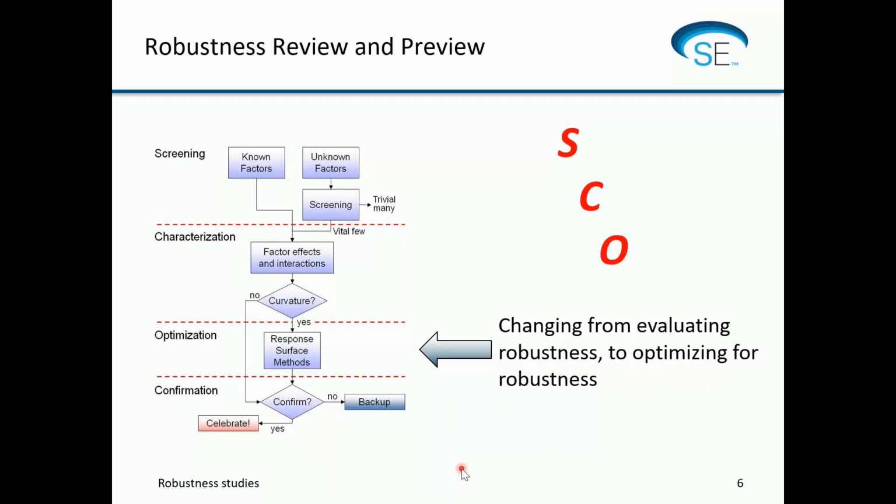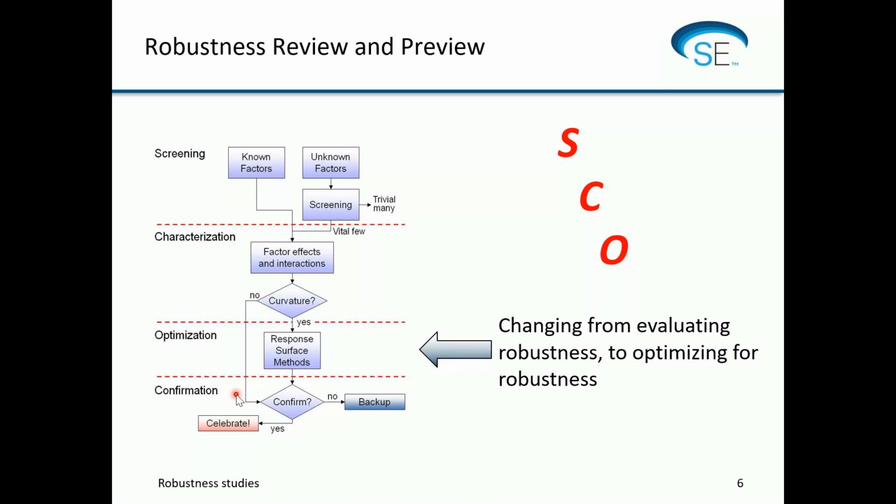So some of you may be familiar with our SCO, our screening, characterization, and optimization strategy. And in the first webinar, I pointed out that once we optimize the process, then perhaps we could evaluate that optimal set of conditions for robustness as part of what we would address in the confirmation section of our overall strategy. So we would have screened for the important factors and perhaps come down and done an optimization for those key factors. And then we want to find out if the process is going to be robust once it sees the sources of noise in the field.